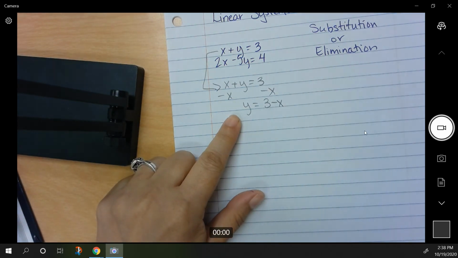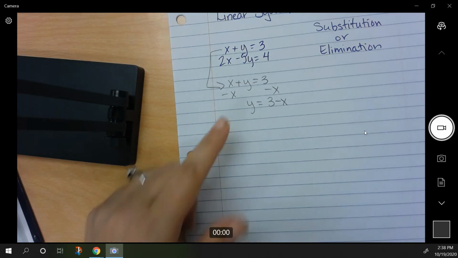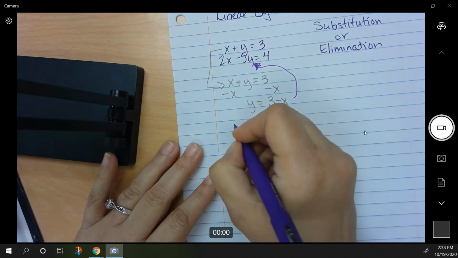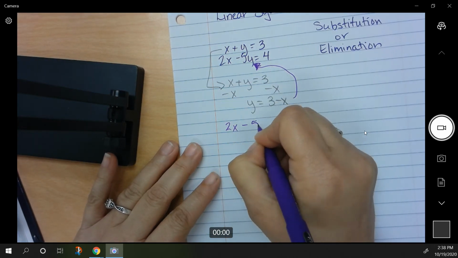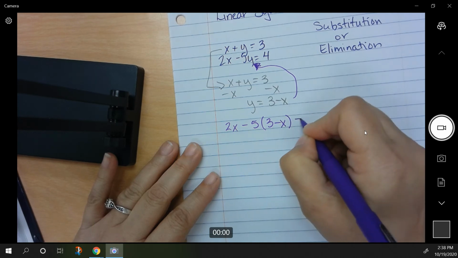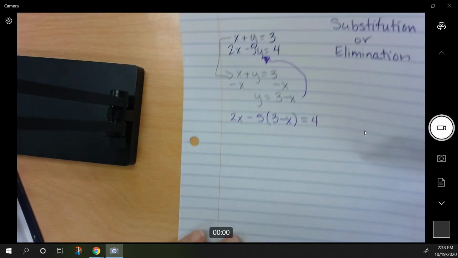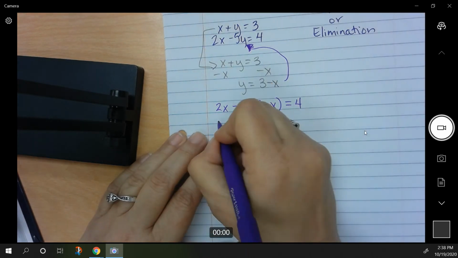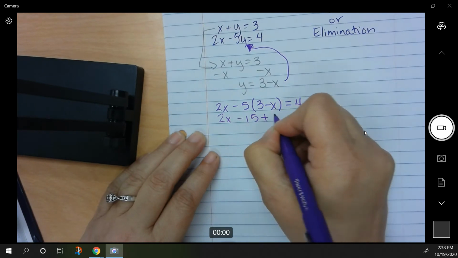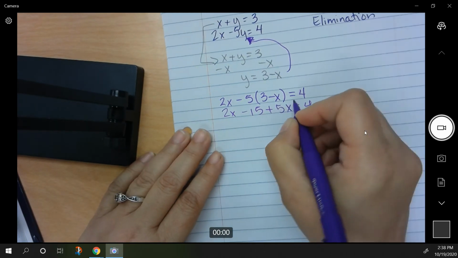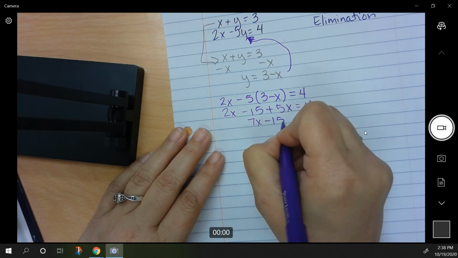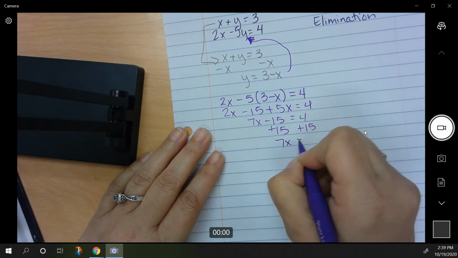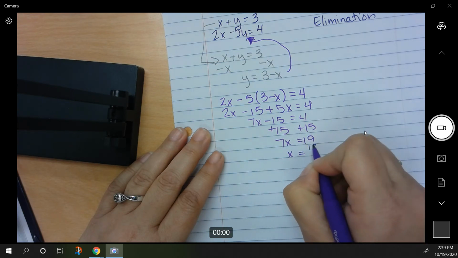Now we're going to take that new solution for y, and we're going to substitute it in for the y itself in the second equation, and then solve for x this time. So basically, you solve for a variable, substitute it into the second equation, and then solve. And let's see, 7x minus 15 equals 4. Add 15 on both sides. And of course, I don't get anything really pretty.